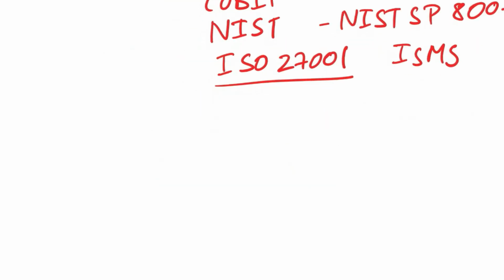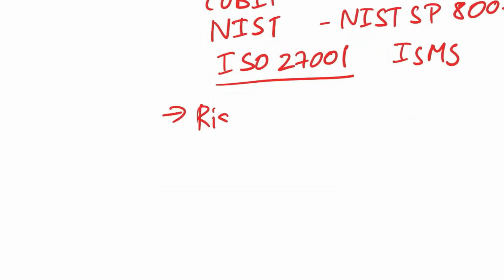Once you select the framework, next step is risk assessment. Perform a risk assessment to determine which controls are most critical and require thorough testing. Consider factors such as regulatory requirements, business impact, historical incidents, and emerging threats.